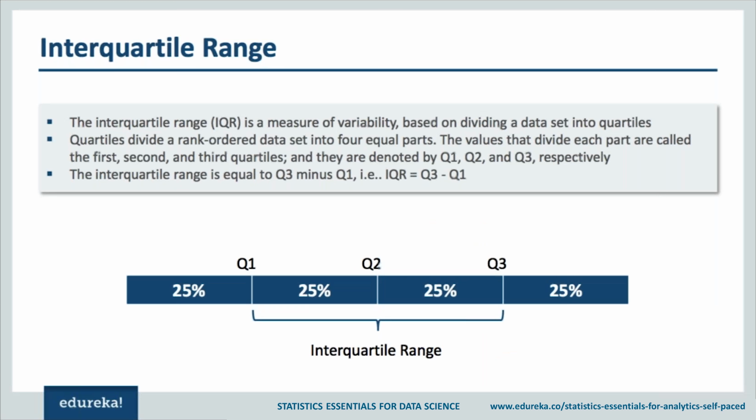Now, there is another term called interquartile range. Range, we already know, is the difference between max and min. Interquartile range, as the name suggests, is the distance between the quartiles. So for example, if you wanted the interquartile range between quartile 3 and quartile 1, we'll normally take the quartile 3 value minus the quartile 1 value. That will give you the interquartile range.